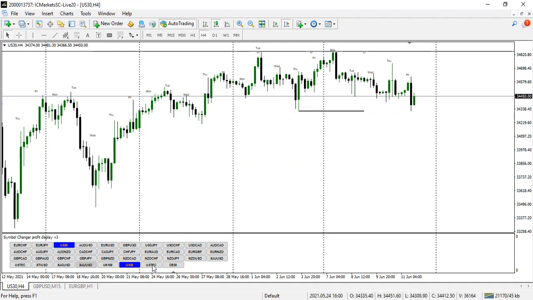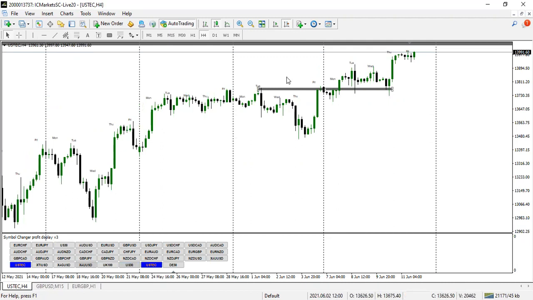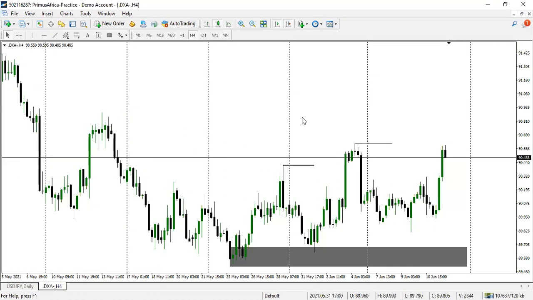And lastly, on US tech, which is NASDAQ, this didn't play out as we were expecting a liquidity grab of this zone. Then price just continued to go higher. So this is what I will be expecting this week, as we are always analyzing week in, week out.